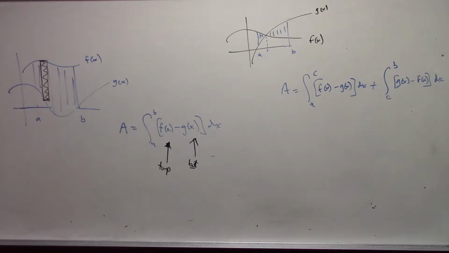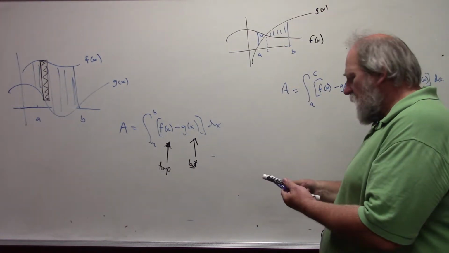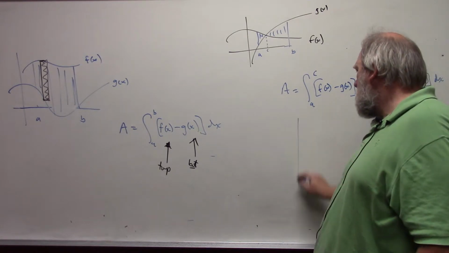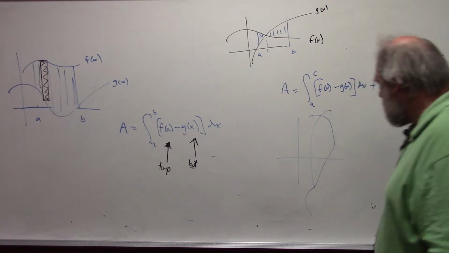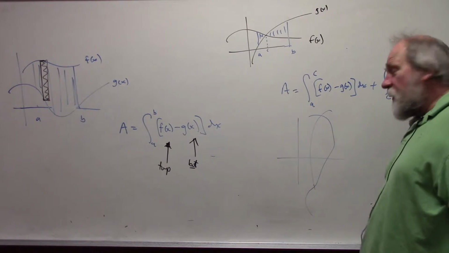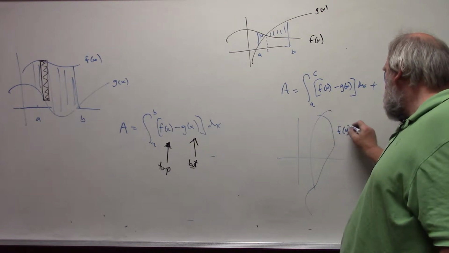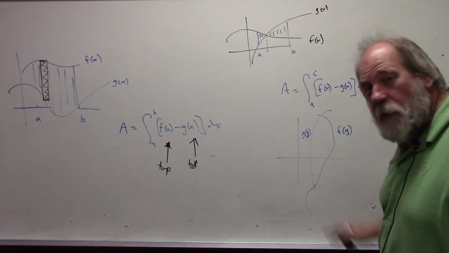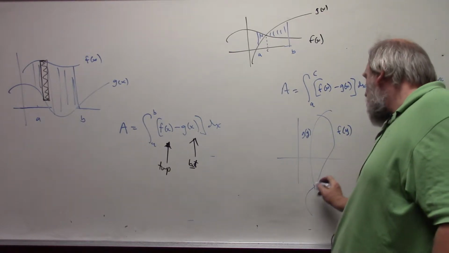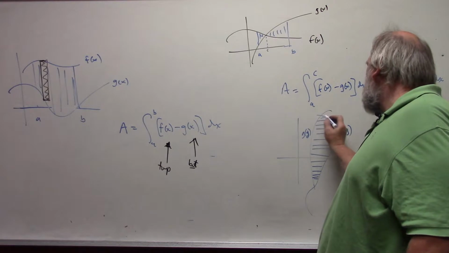Okay? There's also a situation where my functions are not functions of x. And so instead of looking at vertical rectangles, we might have the situation where I want the area between curves like this. And now these are not functions of x, but they are functions of y. And so let's call this function f of y, this one g of y. And in order to determine this area, what we would do is fill in this area by looking at rectangles that go horizontally and work from the bottom to the top.